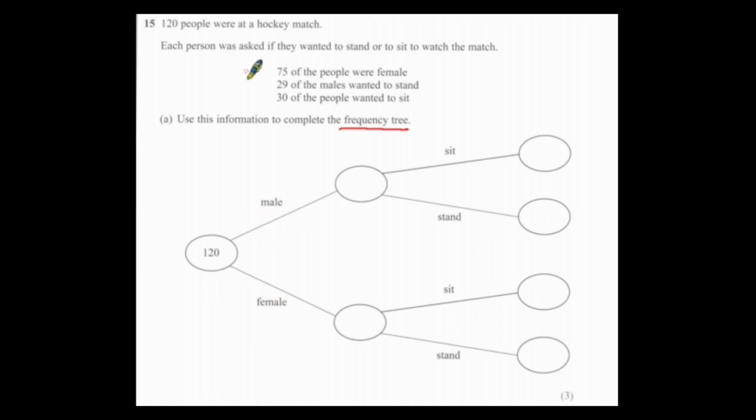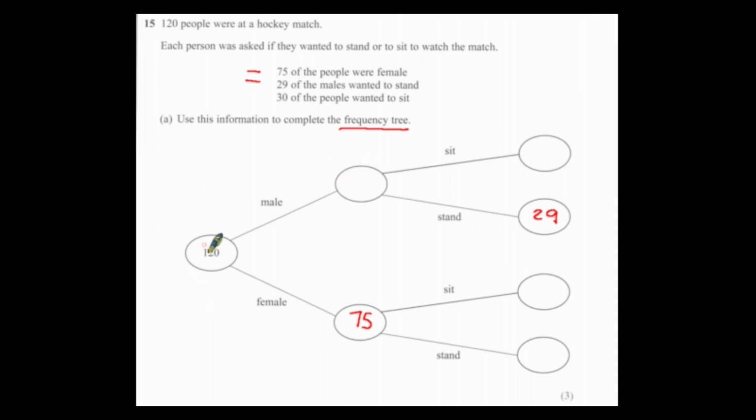We are told 75 of the people were female. So straight away, 75 can go at the end of the strand for females. We also know that 29 of the males wanted to stand. So males follow the route, standing 29. It then tells us that 30 of the people wanted to sit. Now we don't have enough information just yet about this, so let's see if we can fill anything else in.